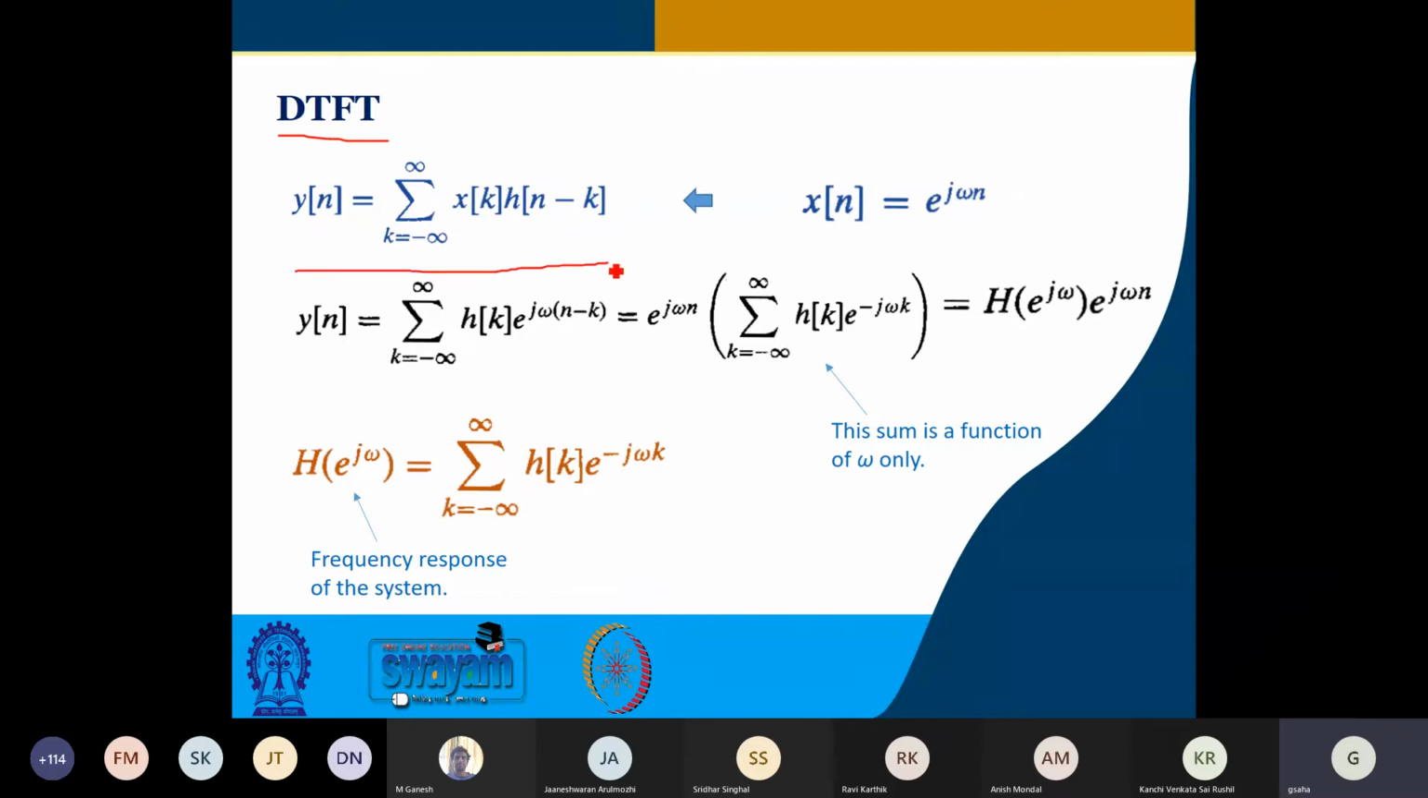So we had seen this is the basic convolution equation: yn is the convolution of xn and hn. So this part we have already reviewed. Now if I give this input to the system, e to the power j omega n, then what will be the corresponding output? Now, you can understand what e to the power j omega n is. Can somebody tell what is e to the power j omega n?